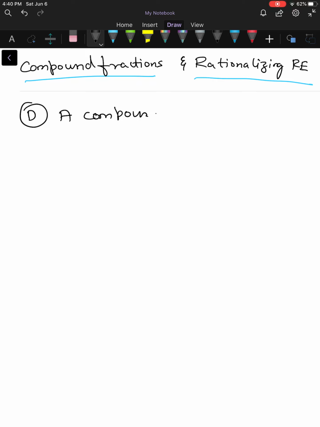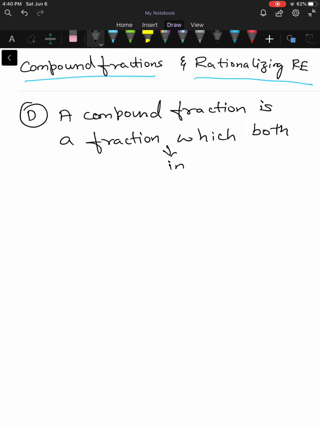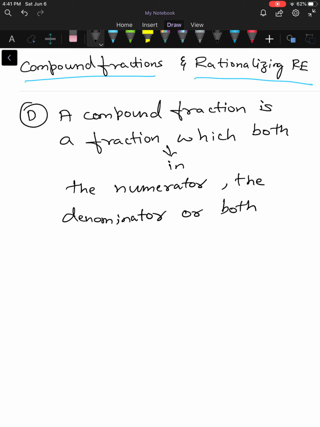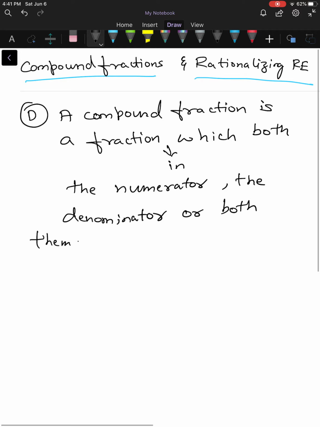A compound fraction is a fraction in which both the numerator, the denominator, or both themselves are fractions.